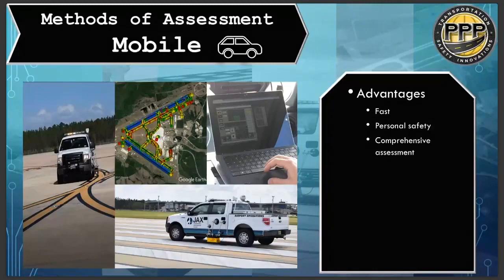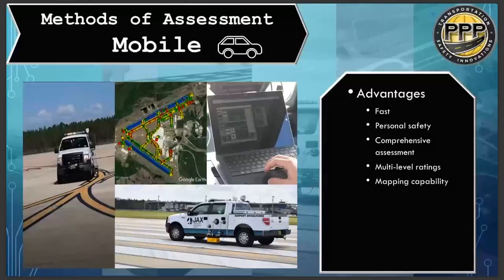Multi-level ratings, instead of just a pass-fail, you can say, well, this is good, this fails, this needs to go into maintenance within the next 6 to 12 months, and this one's going to last, we don't really need to worry about that for about a year, and then this one, who knows when I'll have to be back out on it. Mapping capability, like the handheld, you actually get to drop it right into Google Maps, as you see there in the center image, and be able to see what your airfield looks like.